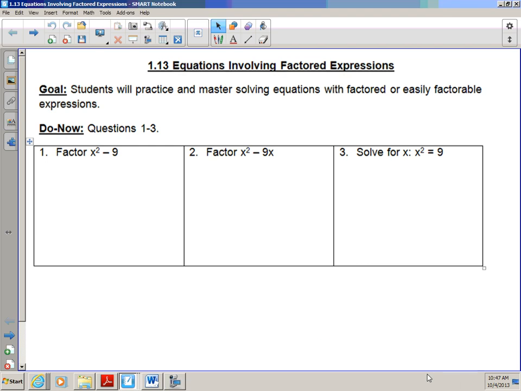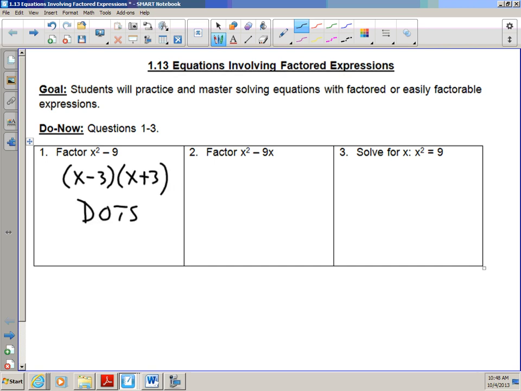The objective of today's lesson is for students to master and practice solving equations with factored or easily factorable expressions. So if you look at the do now, all of this should be familiar to you from our previous lessons on factoring. X squared minus 9 factors as x minus 3 times x plus 3. We factored that using the difference of two squares. X squared minus 9x factors as x times x minus 9. We factor that using the GCF.